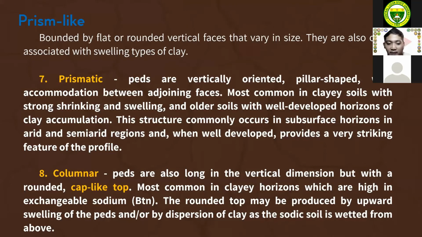The rounded top may be produced by upward swelling of the beds and or by dispersion of clay as the sodic soil is wetted from above. So a sodic soil is commonly wetted from above. So that's how then it shrinks and swell. That's how na-form yung cup-like top. Okay, sa mga rich in exchangeable sodium soil. These are the pictures of columnar, makikita natin, round tops, and also the prismatic, which is flat yung tops niya.